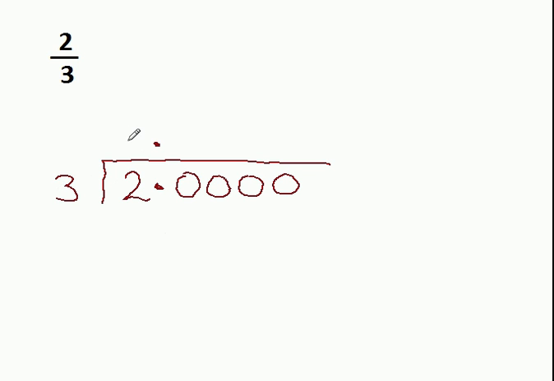So, how many 3s are in 2? Well, there aren't any. So we've got 2 left over. We take that over to the next digit, and now I've got 20. How many 3s are in 20? 6 3s are 18. If I take the 18 away, I've got a remainder of 2. It's 6 again, with a remainder of 2, and again 6, with a remainder of 2. And this is just going to go on forever.